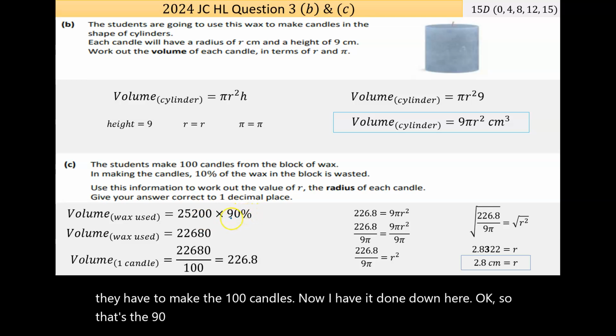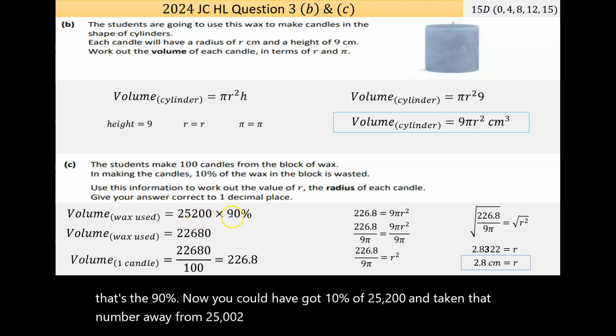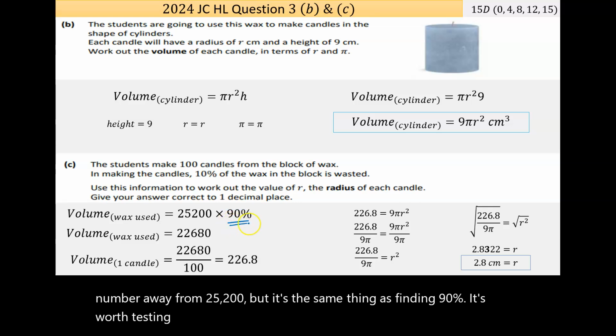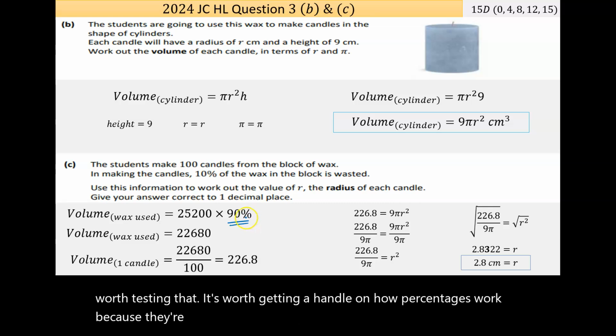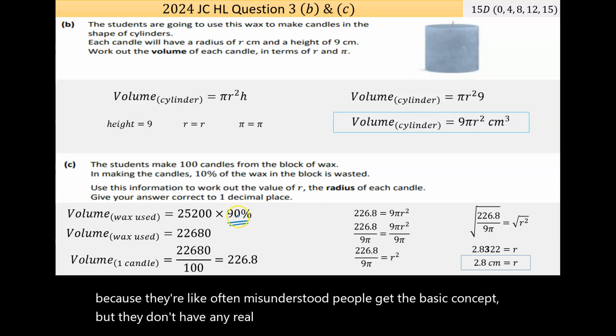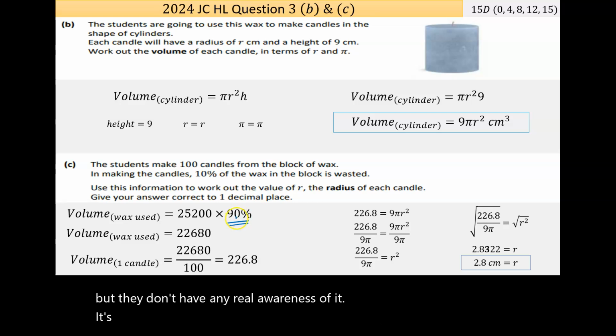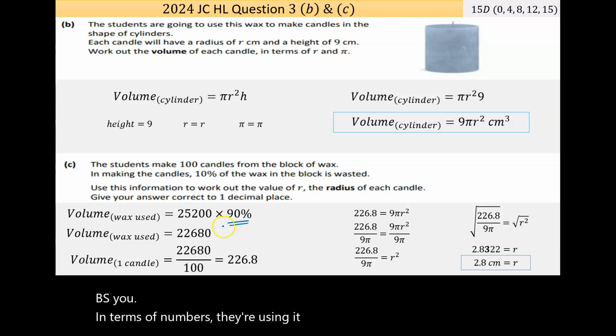Now you could have got 10% of 25,200 and taken that number away from 25,200. But it's the same thing as finding 90%. And it's worth testing that. It's worth getting a handle on how percentages work because they're often misunderstood. People get the basic concept, but they don't have any real awareness of it. It's just for life a very useful skill to even know when somebody is trying to BS you in terms of numbers they're using, and they can try bamboozle you.